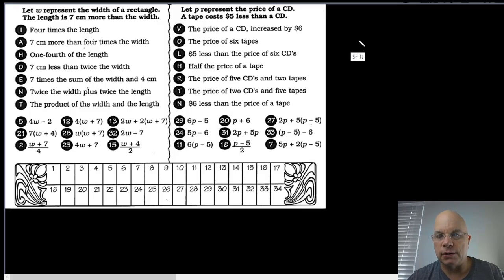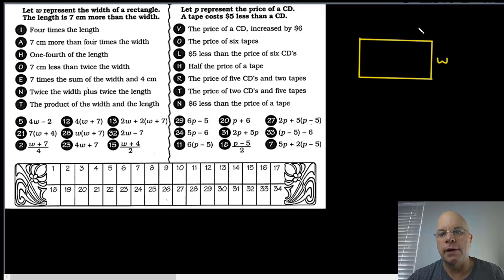So I'm just going to draw a rectangle over here real quickly so you can visualize this. We don't know the length or the width, but we're representing the width with W, and the length is 7 more than the width, so W plus 7. So whenever we see length in any of these expressions, instead of using the variable L, we're going to use the expression W plus 7 because the length is W plus 7. That way we can have all of our expressions in terms of the width of the rectangle.